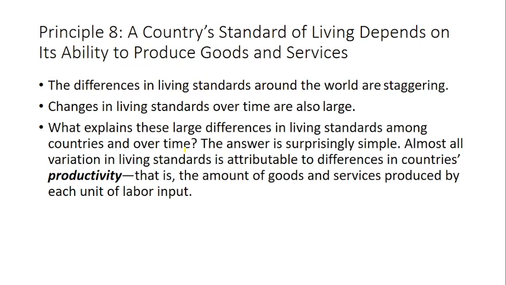The answer is surprisingly simple. Almost all variation in living standards is due to differences in countries' productivity. That is the amount of goods and services produced by each unit of labor input or capital input. So if your country's productivity is less, what does it mean? You are able to produce fewer goods and services. If you produce fewer goods and services, then your standard of living will be below.